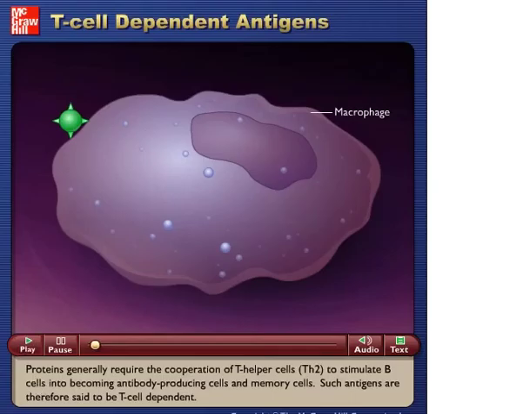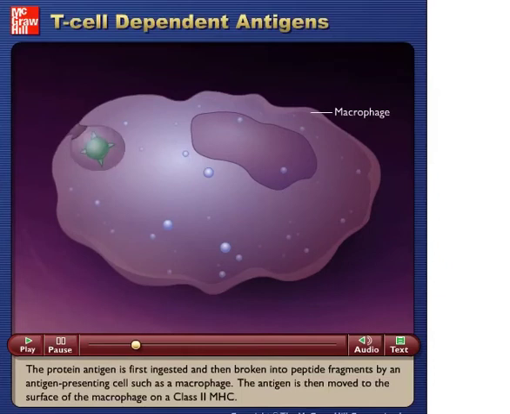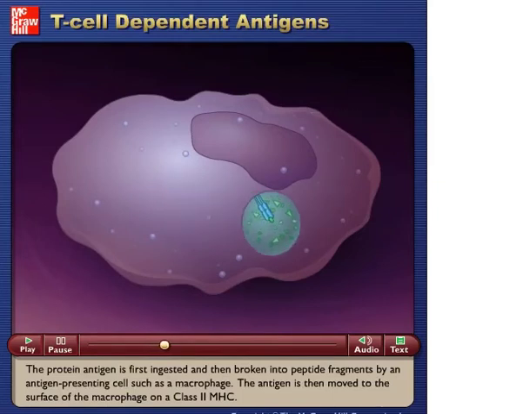Proteins generally require the cooperation of T helper cells, Th2, to stimulate B cells into becoming antibody-producing cells and memory cells. Such antigens are therefore said to be T cell dependent. The protein antigen is first ingested and then broken into peptide fragments by an antigen-presenting cell, such as a macrophage. The antigen is then moved to the surface of the macrophage on a class II MHC.